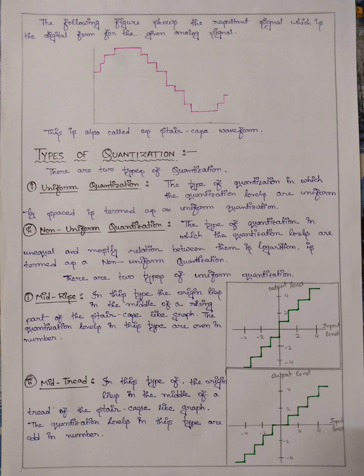There are two types of uniform quantization. Number 1, mid-rise. In this type, the origin lies in the middle of a rising part of the staircase-like graph. The quantization levels in this type are even in number. Number 2, mid-tread. In this type, the origin lies in the middle of a tread of the staircase-like graph. The quantization levels in this type are odd in number.